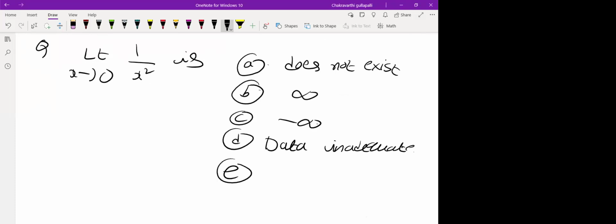Or cannot be determined. These two mean the same. You may be given either this or this. Cannot be determined. Suppose options are given like this. Most of the students write: replace x by 0, 1 by 0 becomes infinity. So infinity means they think it does not exist.